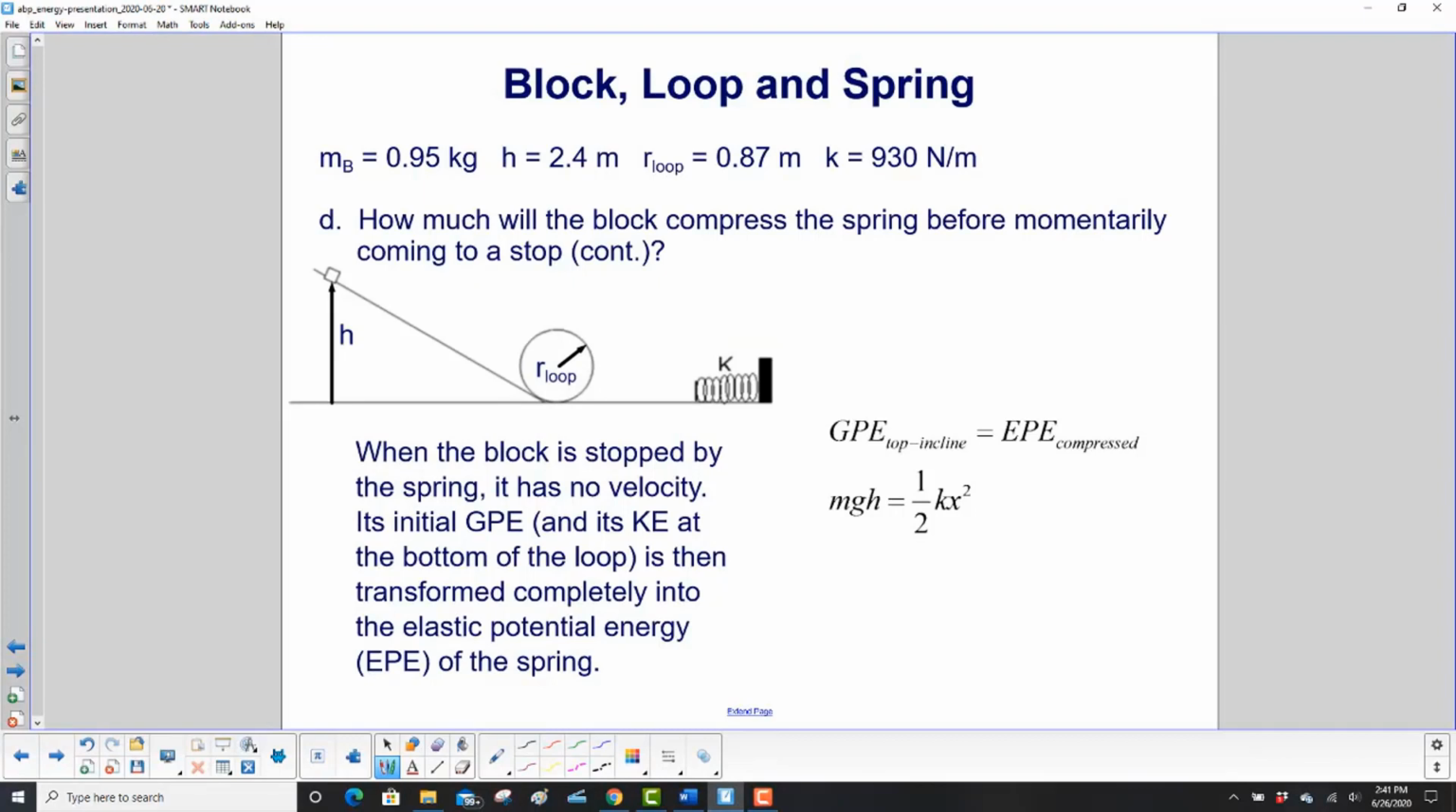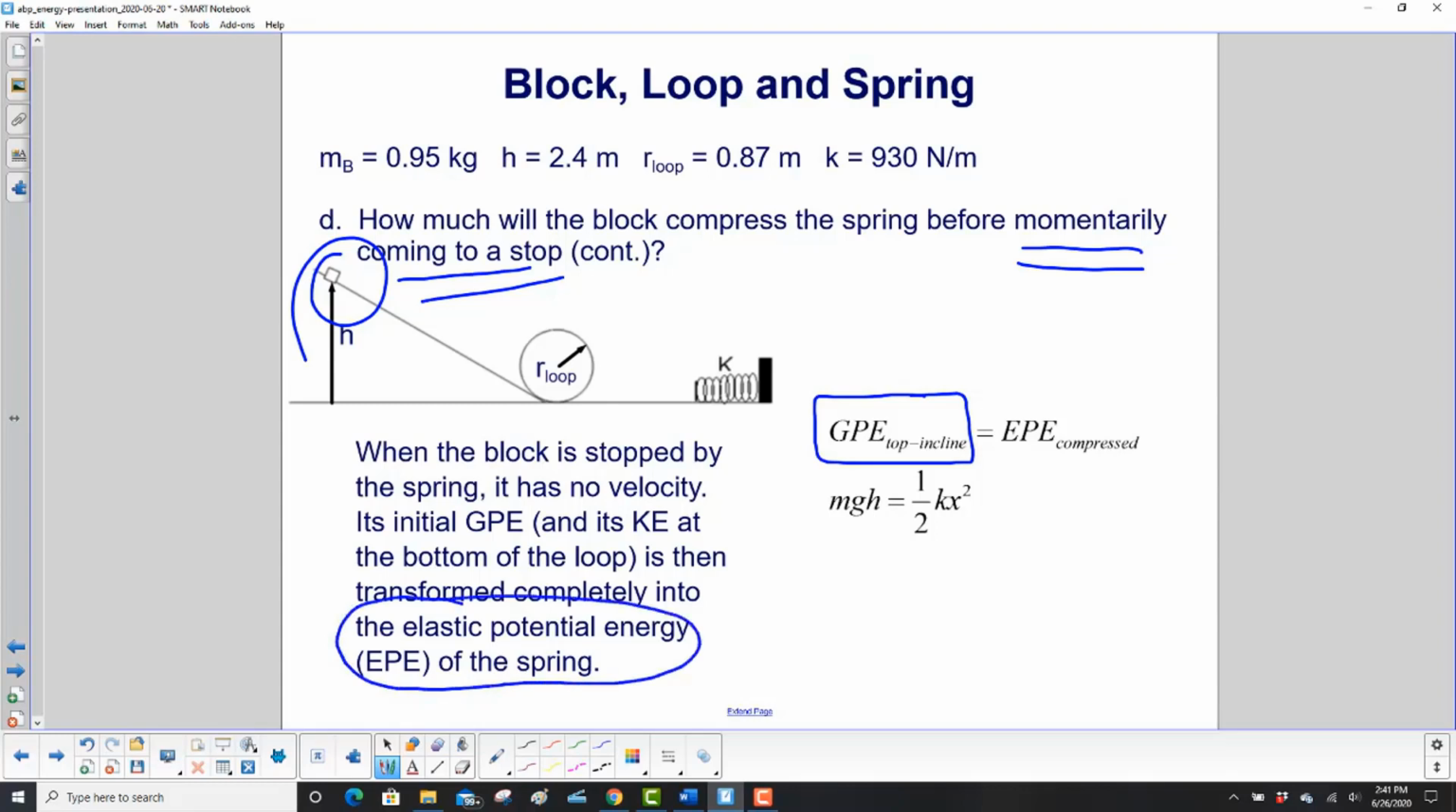So here's our conservation of energy. Here's the beginning energy, GPE at the top of the incline. And then what is our final energy? It tells us, right? The block is momentarily coming to a stop, so there is no kinetic energy left. Where did all that energy go? Into the maximum elastic potential energy of the spring, EPE. So it's equal to the EPE of the compressed spring.